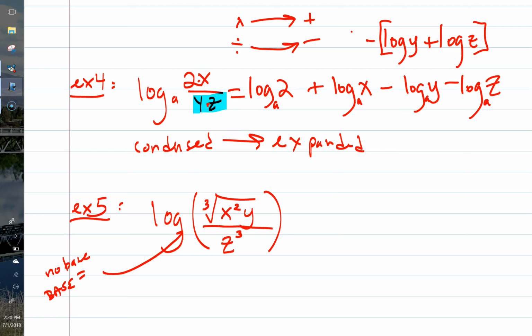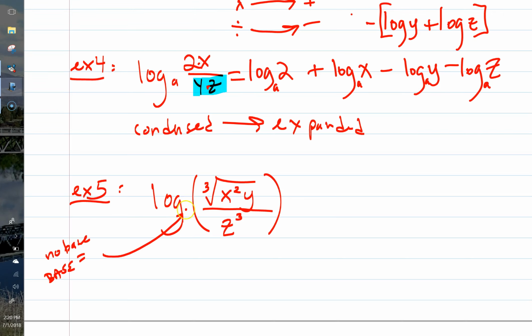How do we expand this? Well, if there's no base, you need to know that that base is base 10. We don't have to write it, but we do need to have that. That's something you should know. If there is no base, the base is 10. It's a fact we should know.